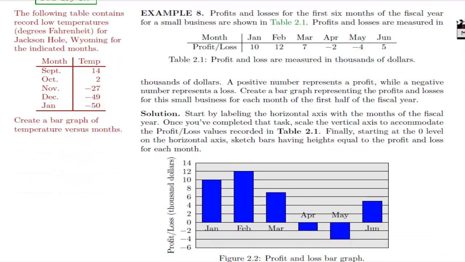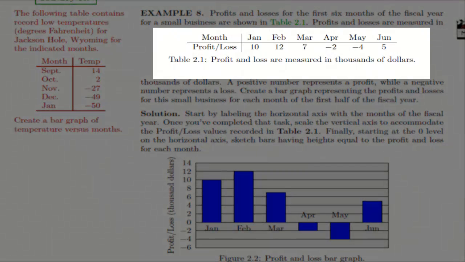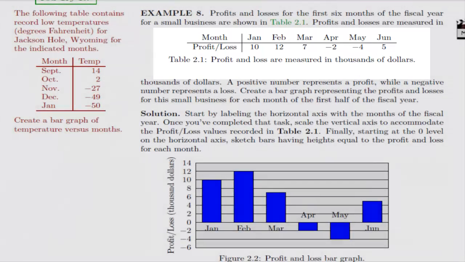Applications. There are a number of applications that benefit from the use of integers. Example 8. Profits and losses for the first 6 months of the fiscal year for a small business are shown in Table 2.1. Profits and losses are measured in thousands of dollars. A positive number represents a profit, while a negative number represents a loss. Create a bar graph representing the profits and losses for this small business for each month of the first half of the fiscal year. Solution.